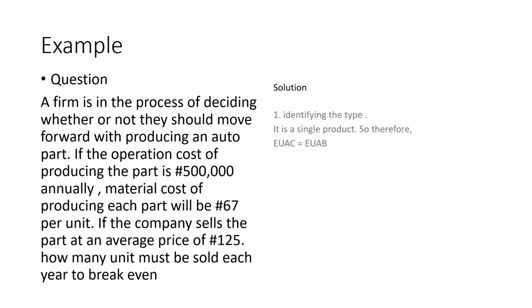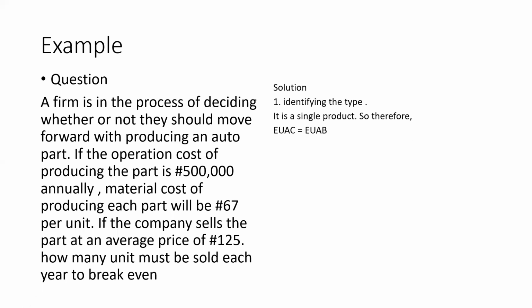Remember the first constraint we said, number one is identify the type. Now it is obvious that this is just a single product because the company is producing a part and they are selling the part. So it is a single product. So therefore, we will be comparing the annual cost to its annual benefits. So let's now look at the annual cost and the annual benefits.